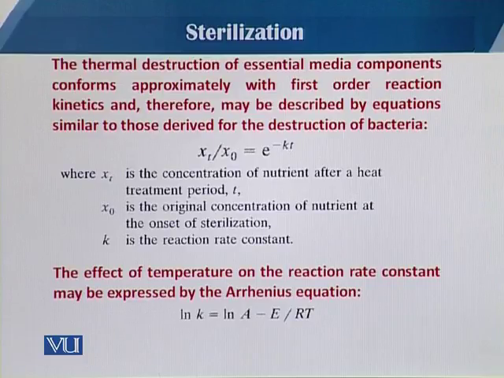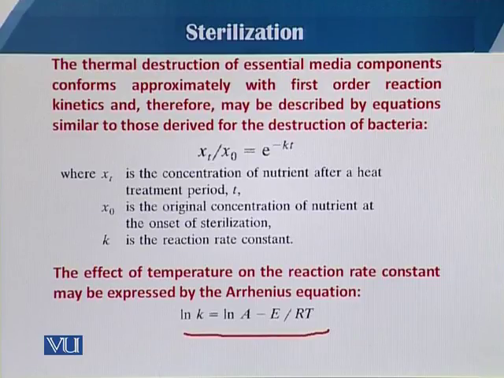So the destruction of the essential medium can be expressed by this equation: Xt over X naught is equal to e to the power of minus kt. Here Xt is the concentration of the nutrient after heat treatment at any time period, X naught is the original concentration of the nutrient at the onset of the sterilization, and k is the reaction rate constant. The effect of temperature on the reaction rate constant may be expressed by the Arrhenius equation.